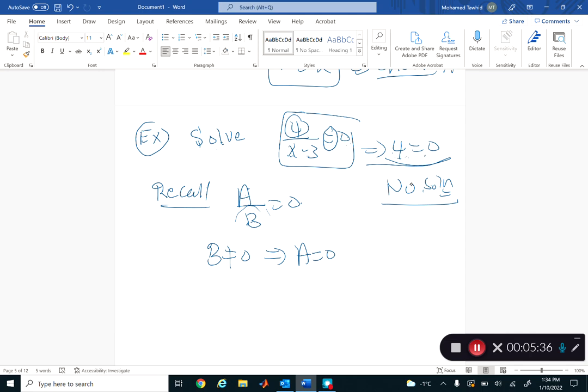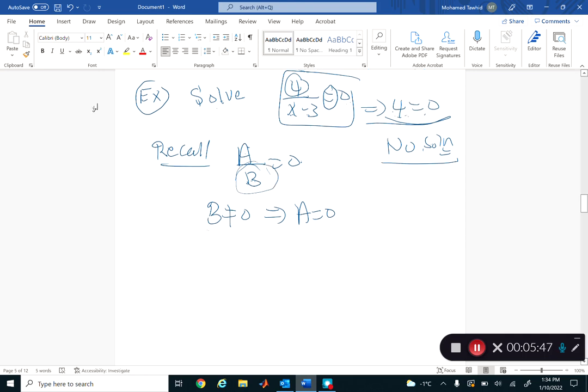So whenever you have a fraction, always take whatever you have up and equate that to 0. Whatever you have down here is always non-zero. I hope you remember this one, because we need it in our course.